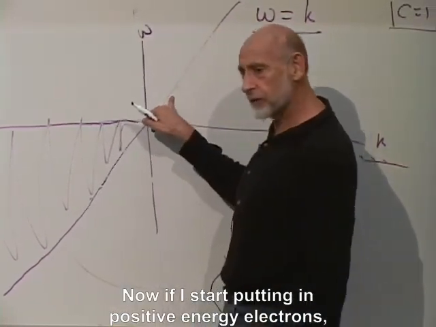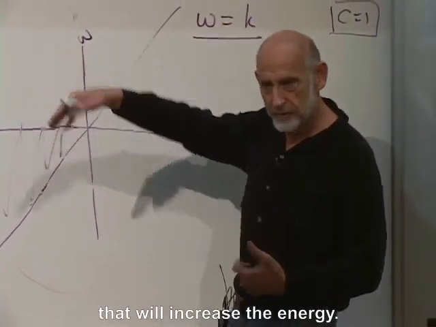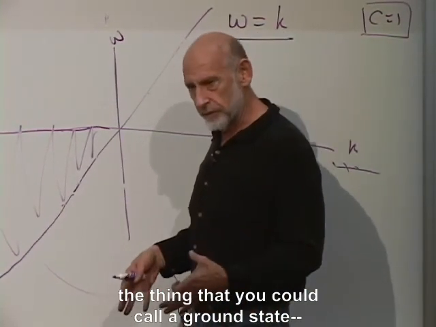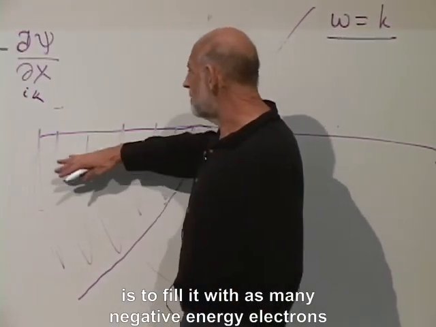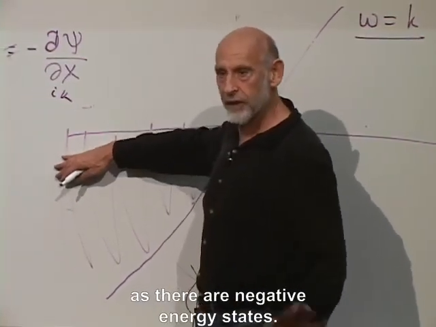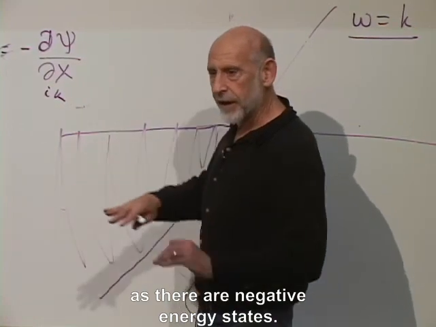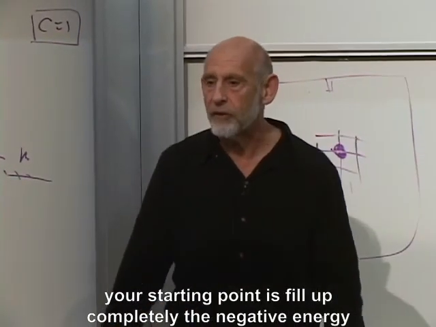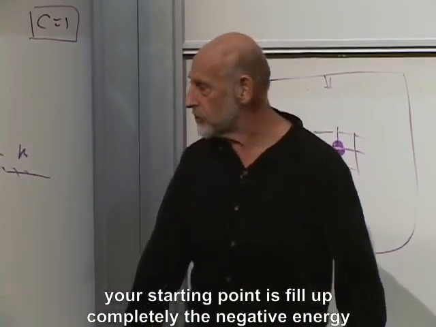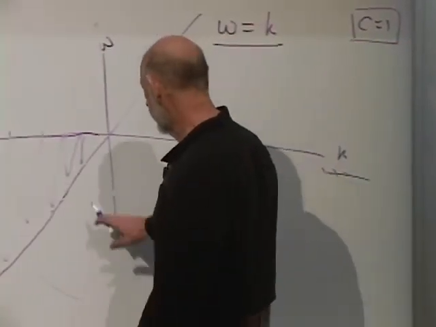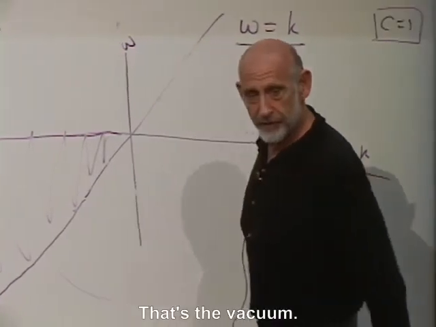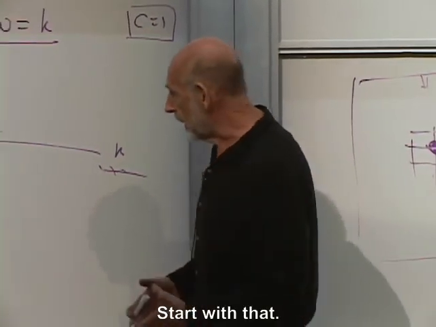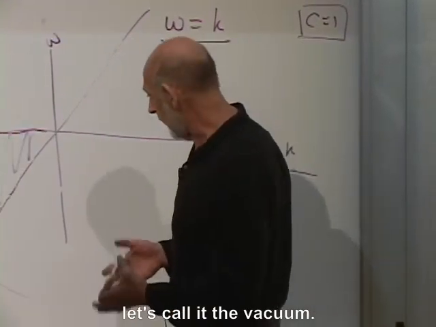Now if I start putting in positive energy electrons, that will increase the energy. So the very lowest energy state, the thing that you could call a ground state, is to fill it with as many negative energy electrons as there are negative energy states. And that's your starting point. Instead of a starting point with no electrons, your starting point is to fill up completely the negative energy sea. That's the vacuum. That's empty space according to Dirac's theory, Dirac's simple version. Start with that. Since it's the state of lowest energy, let's call it the vacuum.